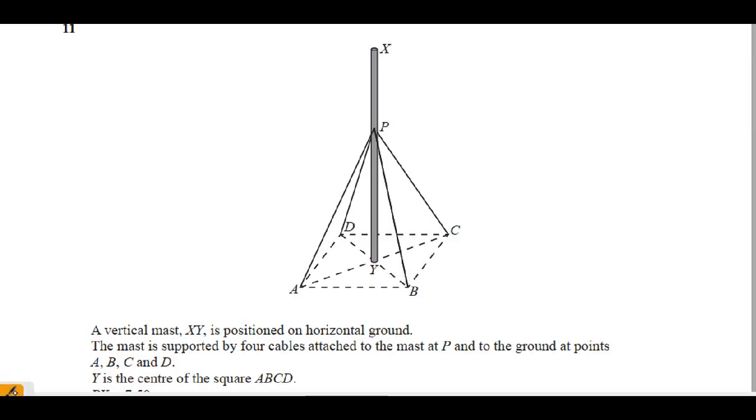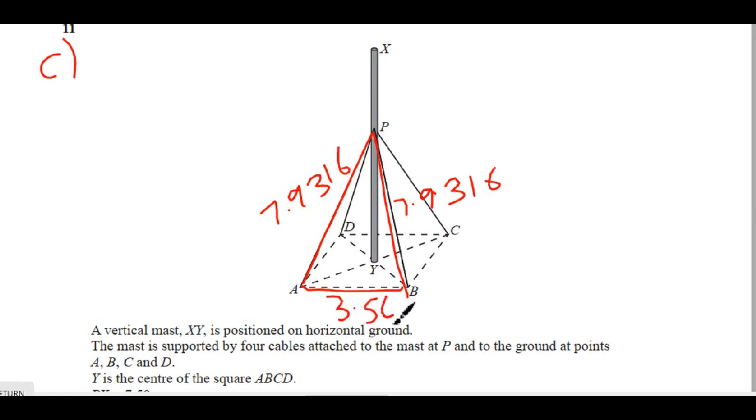Now we're doing part C of this question, which says calculate angle APB. So we need this angle, and we have all these lengths. This was 7.93. This was also 7.93 because it's an isosceles triangle. In fact, we'll use 7.9316. We'll use 4 decimal places. And this is 3.56. We need this angle theta.